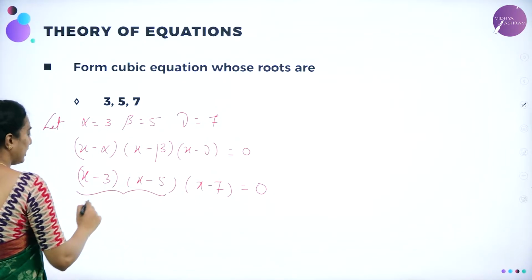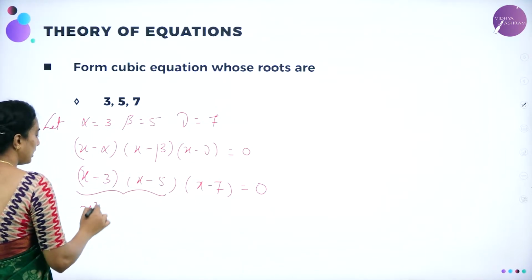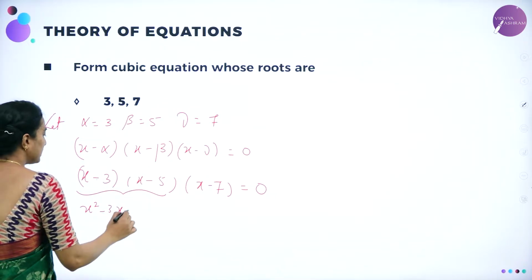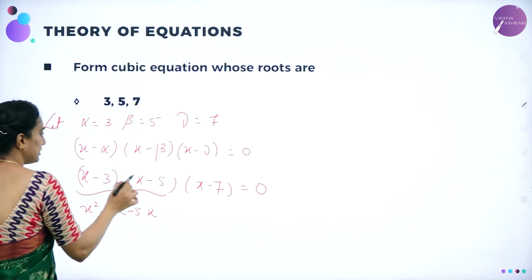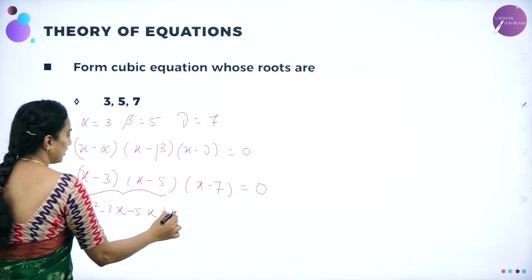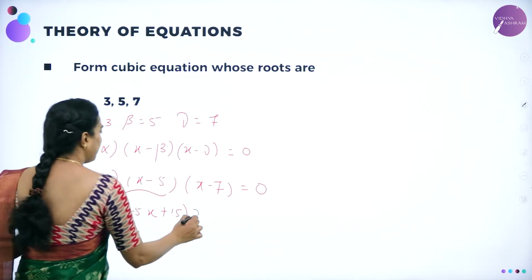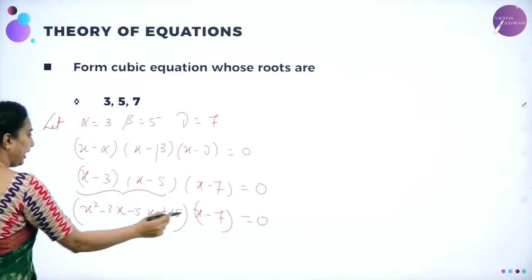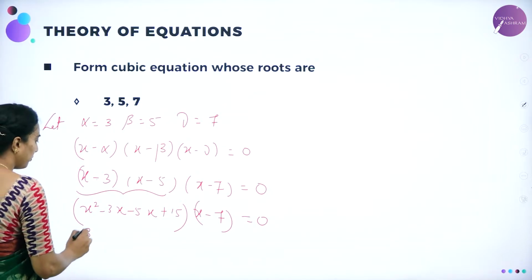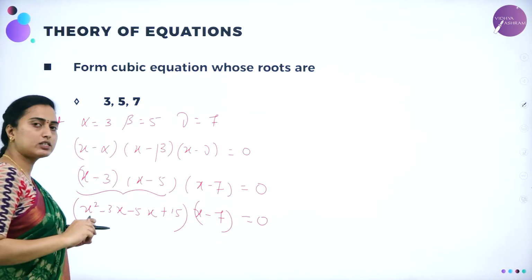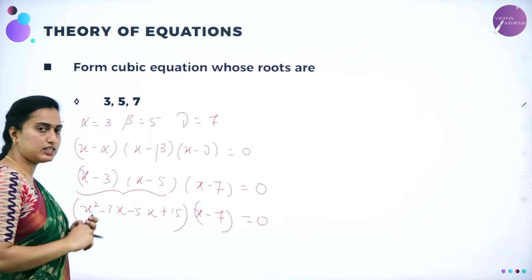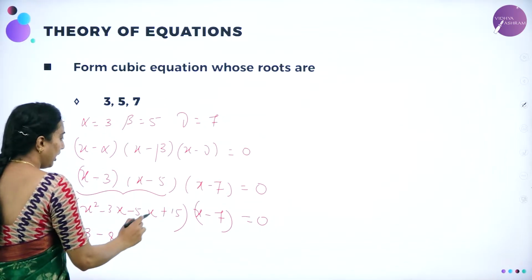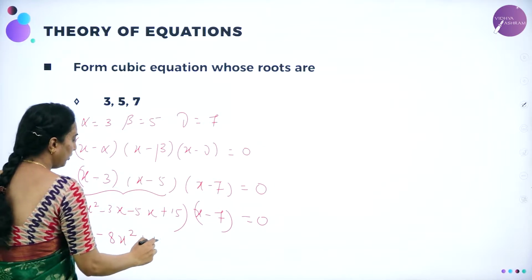Now x into x is x squared, minus 3 into x. Again x into minus 5 is minus 5x. Again minus 3 into minus 5 is plus 15. Multiplying this again by x minus 7, x into x squared is x cubed. Now you can add these two, minus 3x minus 5x, and you get minus 8x. Minus 8x into x is minus 8x squared. Again plus 15 into x.